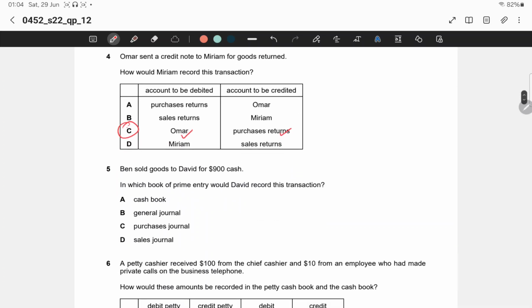Fine. Ben sold goods to David for 900 cash. In which book of prime entry would David record this transaction? You can see this one is 900 cash. Remember, any transaction that involves cash or bank always goes directly to the cash book.